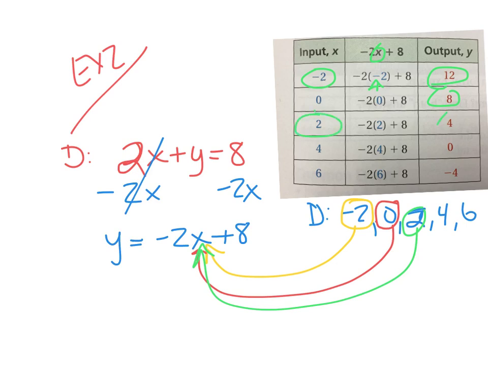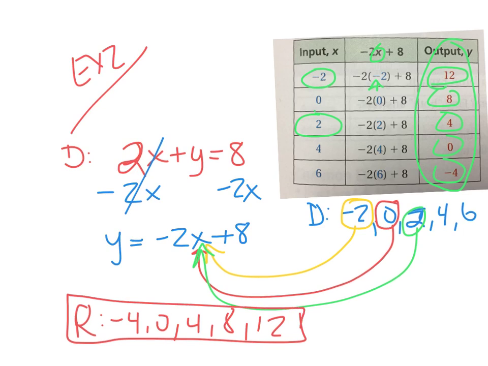If I plug in 0, I get 8. If I plug in 2, I get 4. If I plug in 4, I get 0. And if I plug in 6, I get -4. What would these be considered? Range. Very good. So the range would be -4, 0, 4, 8, and 12. The table is just showing you a very methodical way that you can solve this. If you're visual, I would recommend doing the work this way. All right, everybody got that? I can give you a minute. All right, excuse me. Let's look at 3.